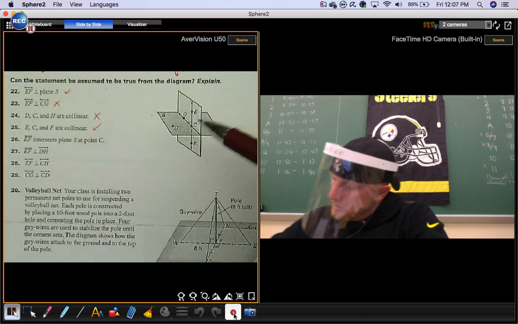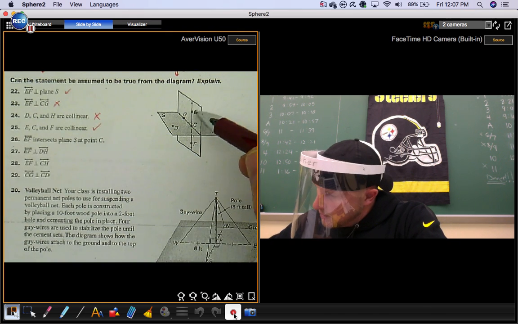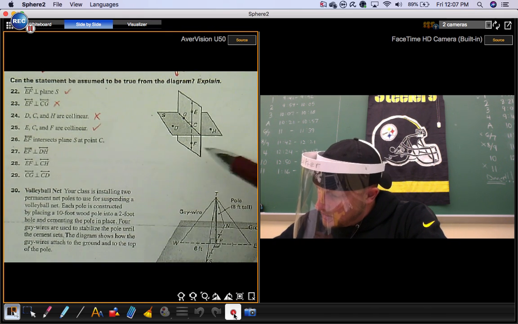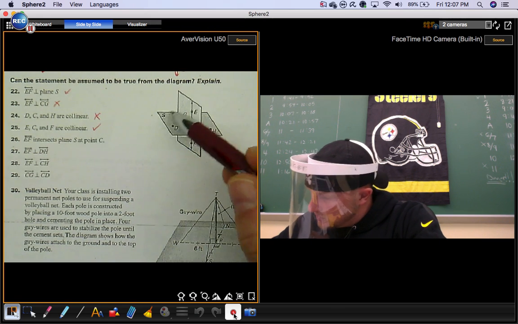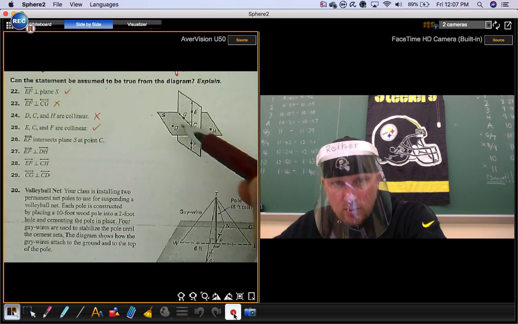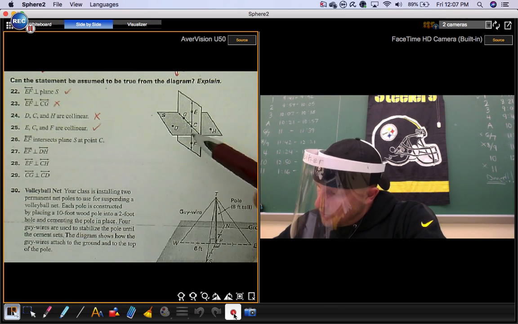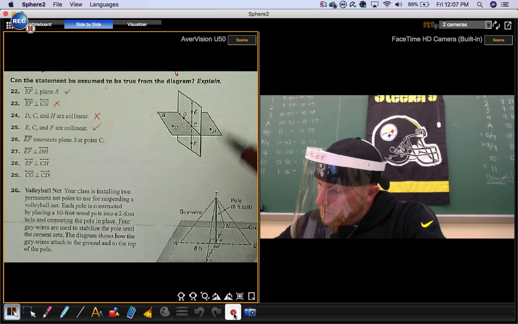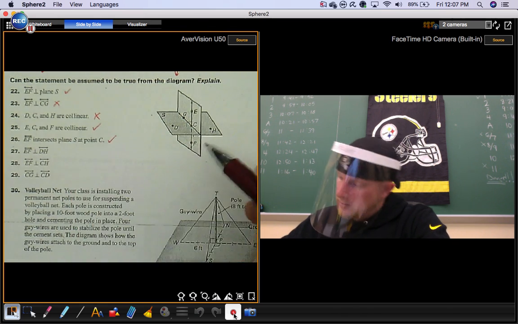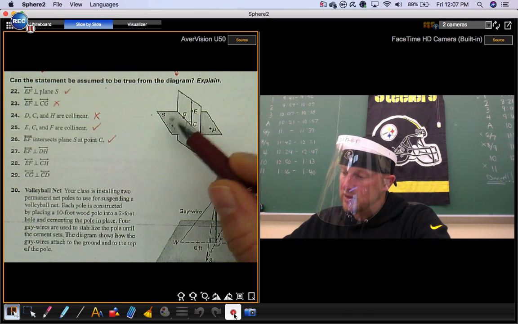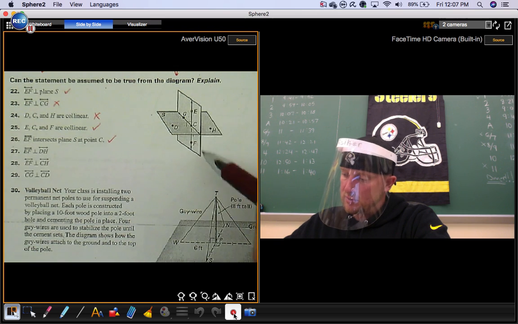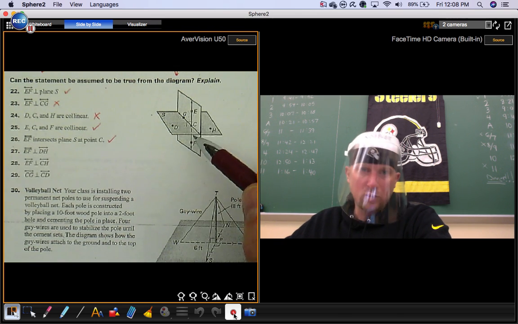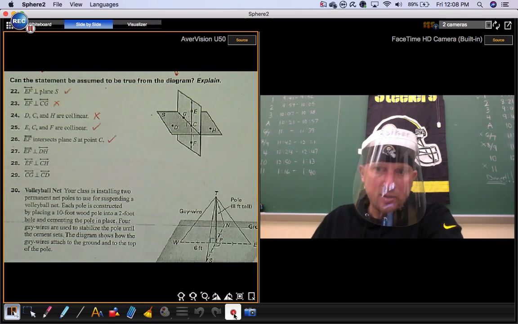Number 26, line EF intersects plane S, which is this darker one, at point C. Yep, point C is on that plane S, and that's the only thing from that line that's on that plane.